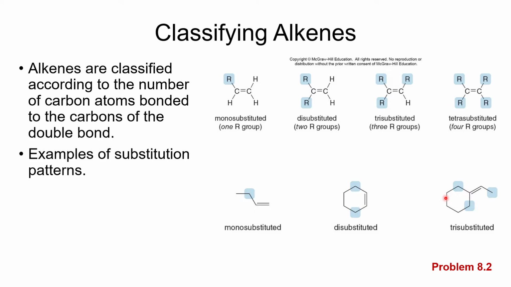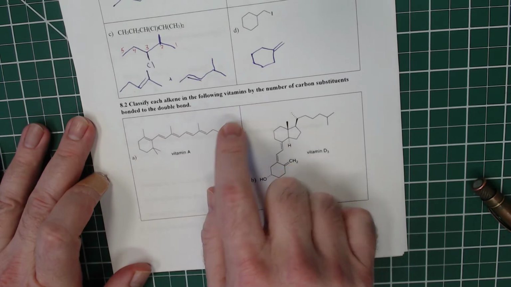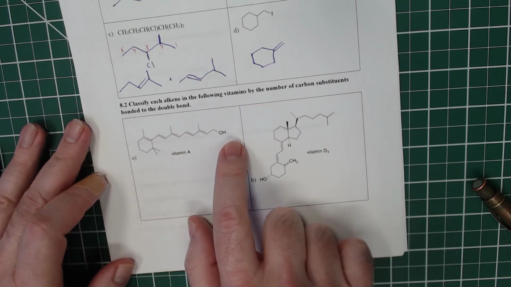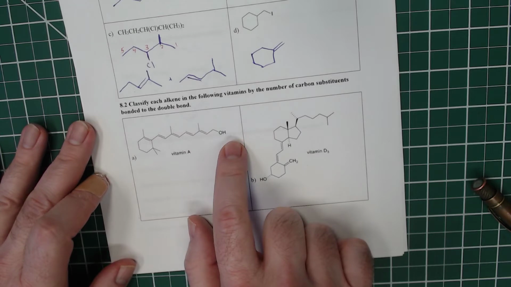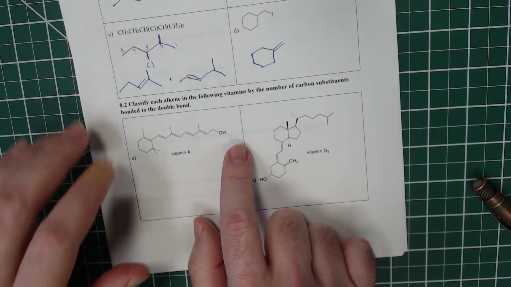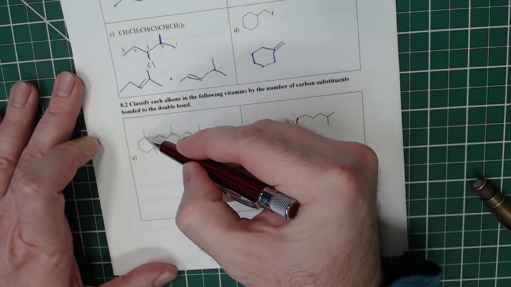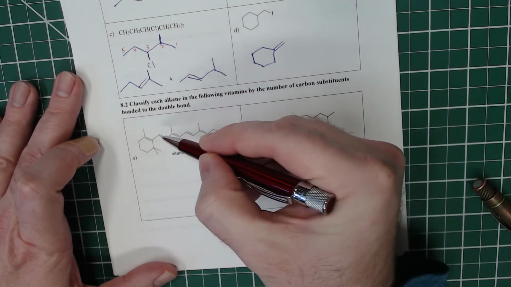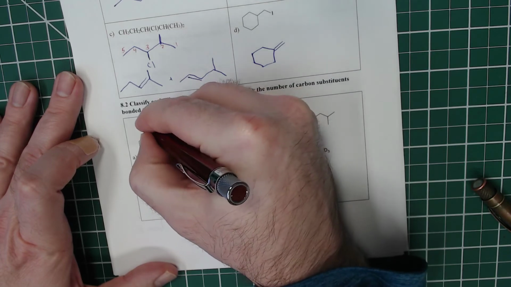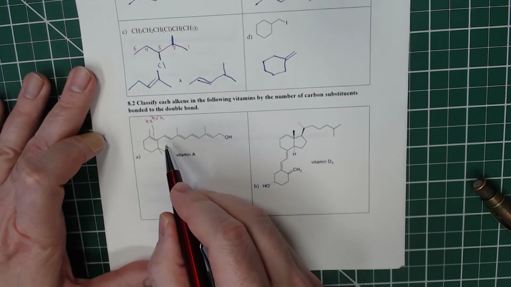So let's look at number 8.2 on the in-class assignment. We want to classify each of the alkenes in this by the number of carbon substituents. So we want to classify them as either mono, di, tri, or tetrasubstituted. Let's just start with this one, and we'll just draw a line to it. We'll see that this double bond has 1, 2, 3, 4. So this one is tetrasubstituted.